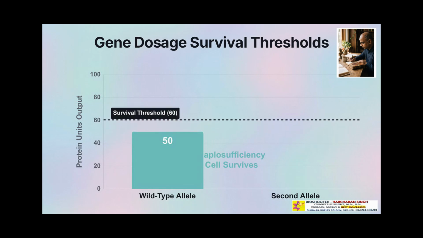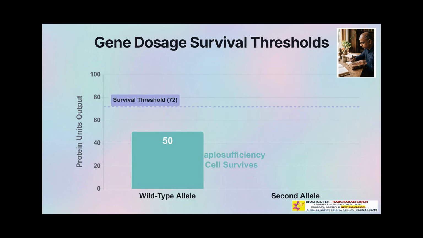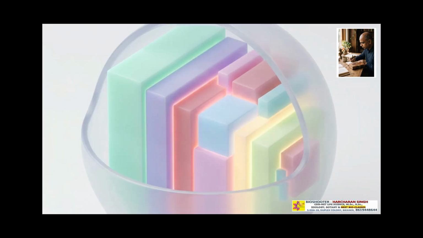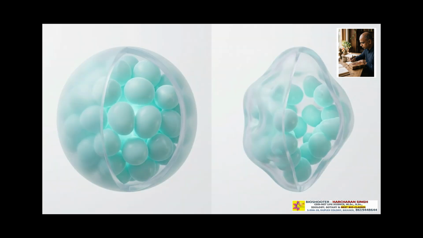But for some genes, like the tumor suppressor RB1, the survival threshold is higher. If the cell requires 80 units to function, the 50 units from a single wild-type allele fall critically short. This is haploinsufficiency. The loss of a single copy causes the cell to fail, making the mutant allele dominant. Biological minimums, the specific protein volumes a cell needs to survive, dictate whether a mutation behaves as dominant or recessive.